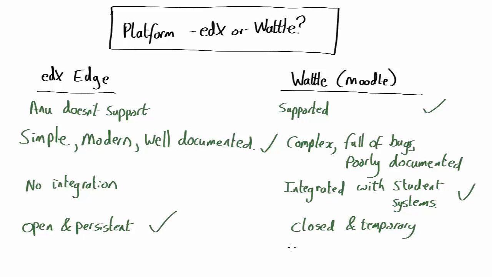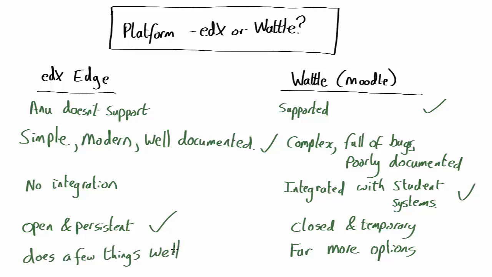Wattle has far more options. It's everything in the kitchen sink. You can do an awful lot of things in Wattle. edX, on the other hand, does a few things but does them well. Take your pick on which is more important for that. Let me give you some examples of particular specific benefits.